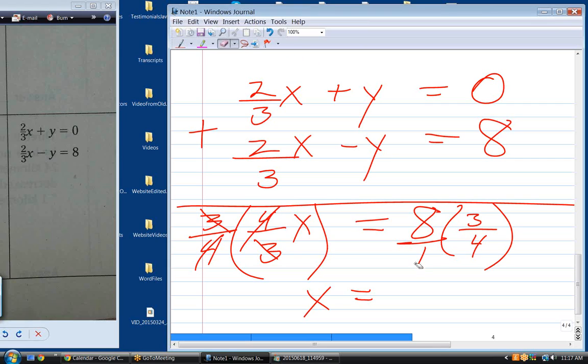However, why deal with a number as big as 24? Because then you're going to have to divide that big number by 4. Let's simplify this first. How can I simplify this?